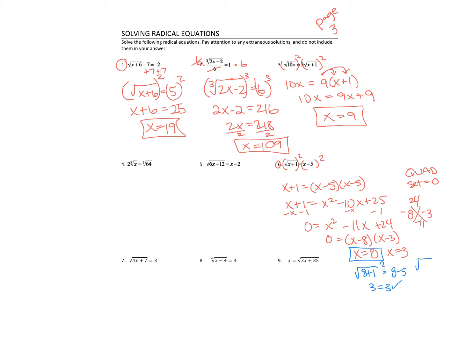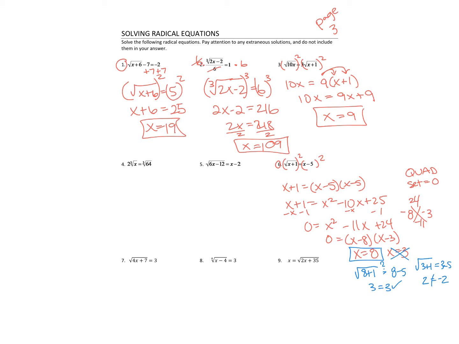So now let's try the x equals 3. So I get 3 plus 1 on the left side under the radical, and 3 minus 5 on the right side. So on the left side, I have the square root of 4, which is 2. On the right side, I have a negative 2. But 2 doesn't equal a negative 2. They're not equal. So I wouldn't have a solution for this of x equals 3, just the x equals 8.